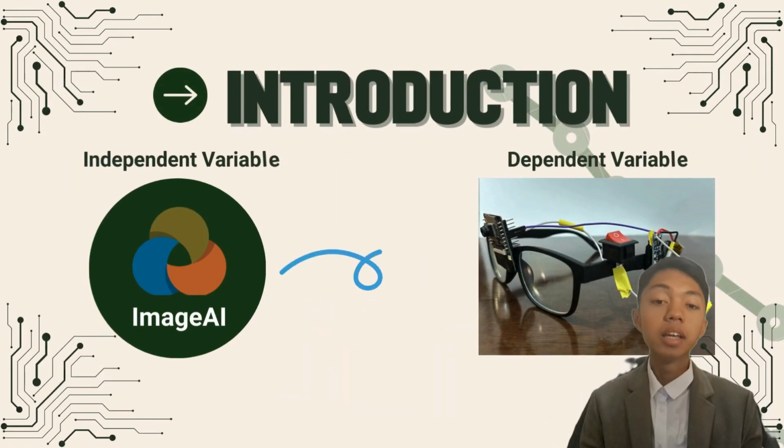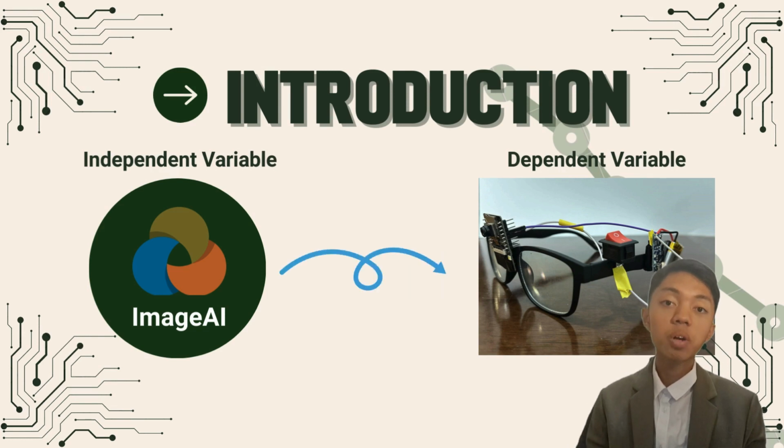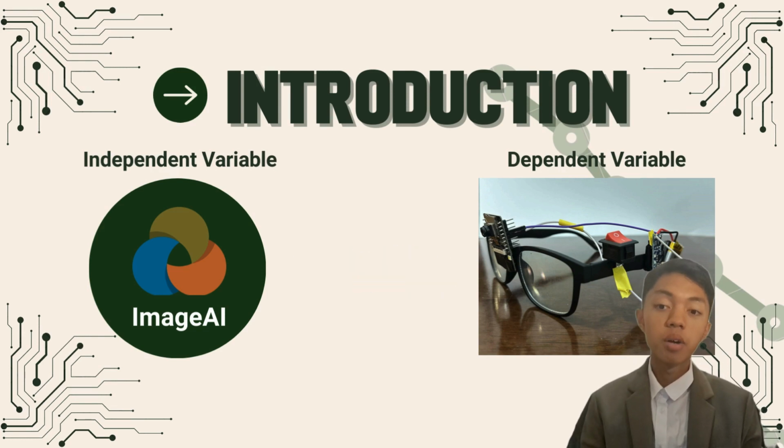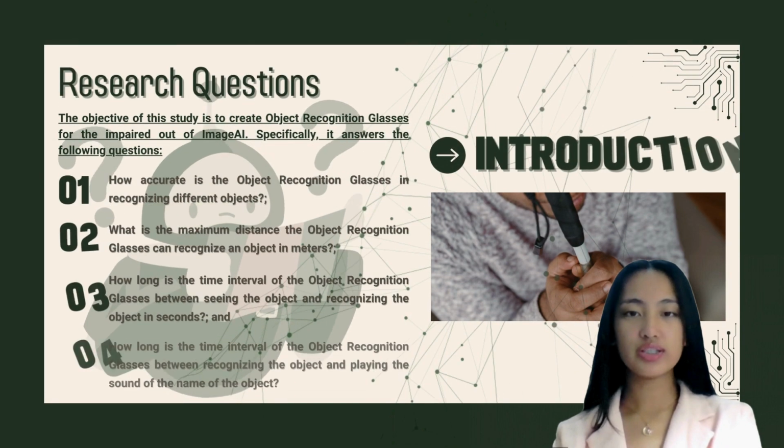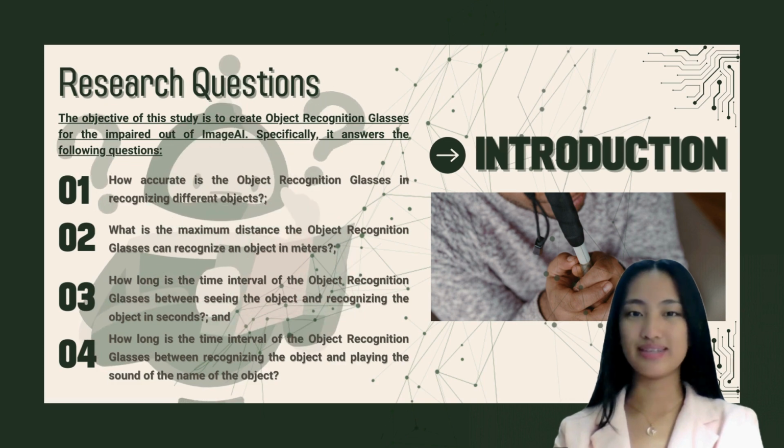For this study, the independent variable is ImageAI, which is the specific Python library that is used in the study to make object recognition possible. Our dependent variable is our object recognition classes itself. Here are the research questions that we aim to answer as we did our study.